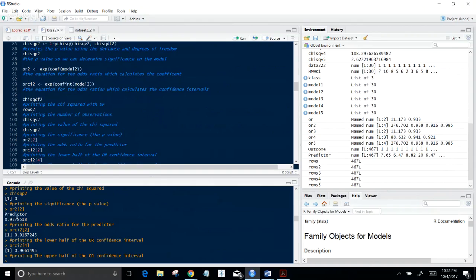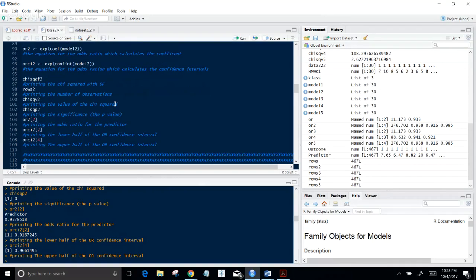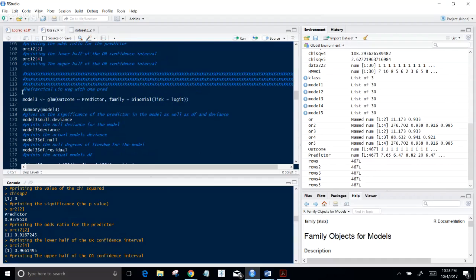And moving on, the predictor, the odds ratio is 0.937. So it basically has the exact same odds ratio likelihood as the previous model, or very similar. As these three predictors increase, the likelihood of burnout occurring decreases because it's less than 1, and the confidence intervals are around it. Moving on, we are into the hierarchical.